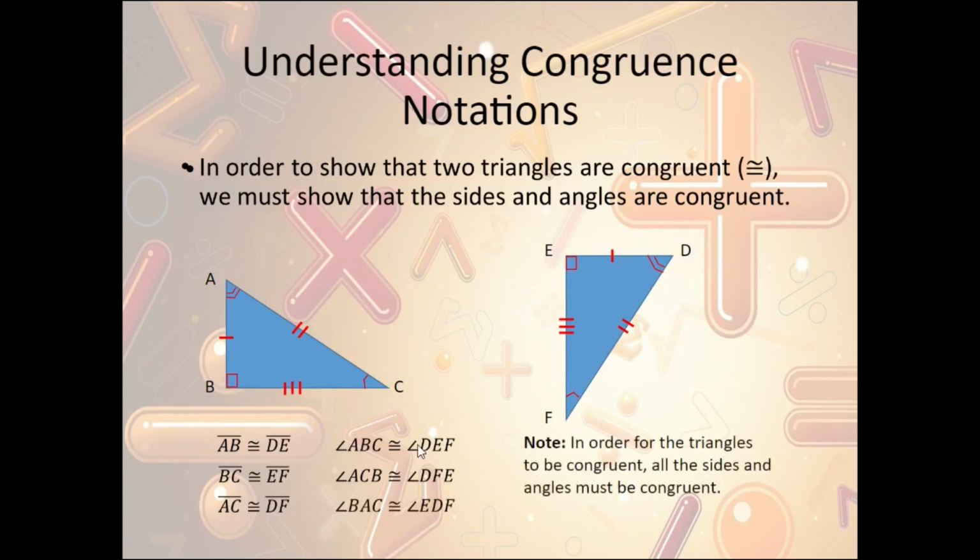and those are congruent. So now we've shown that all the sides and all the angles are congruent, so therefore the triangles are congruent. So we can now say that triangle ABC is congruent to triangle DEF.